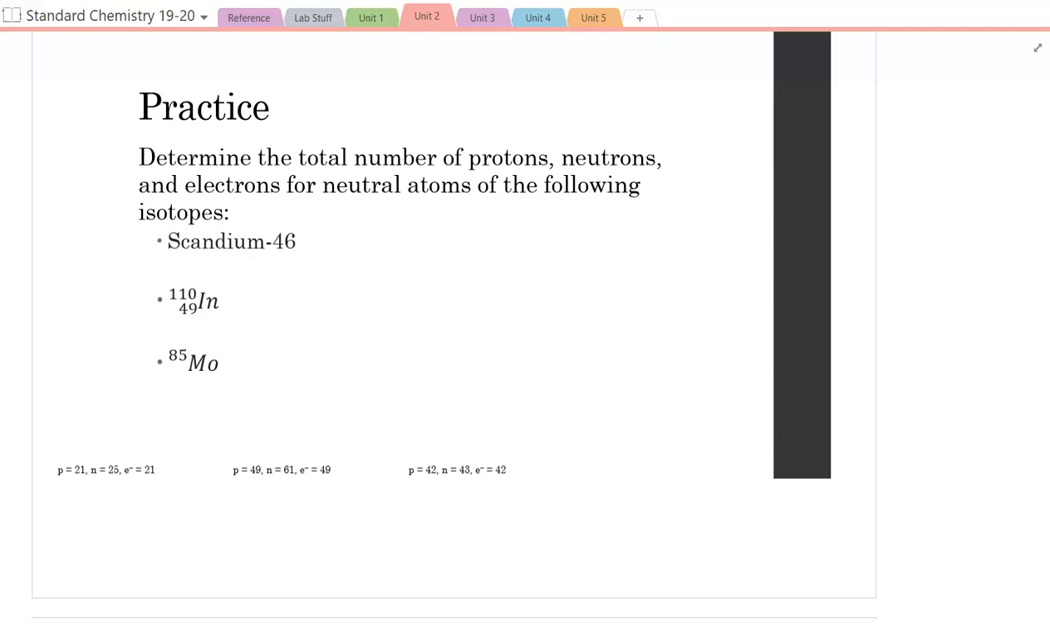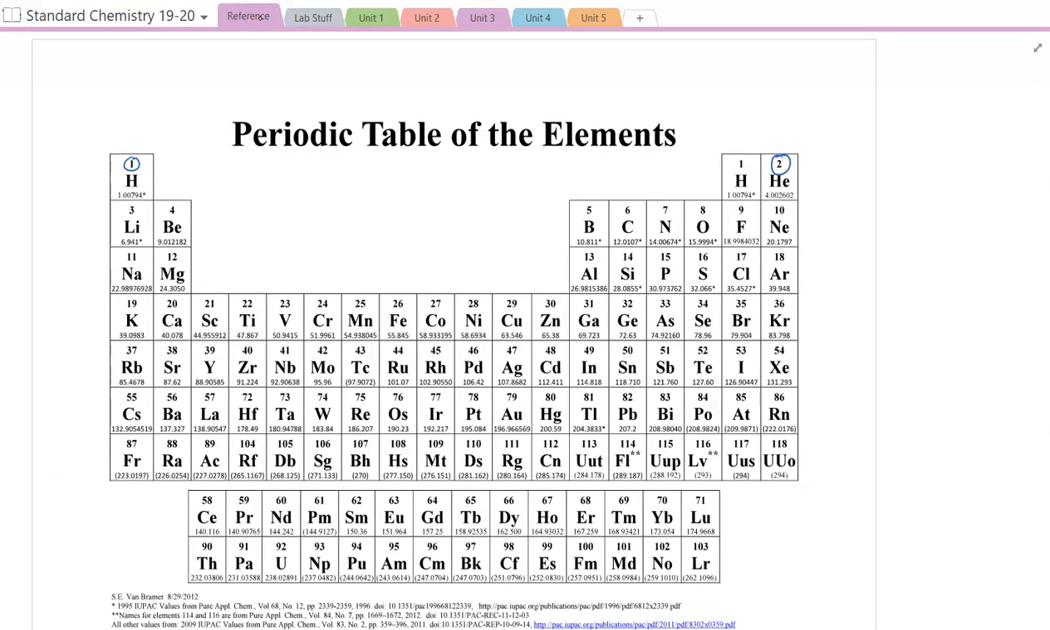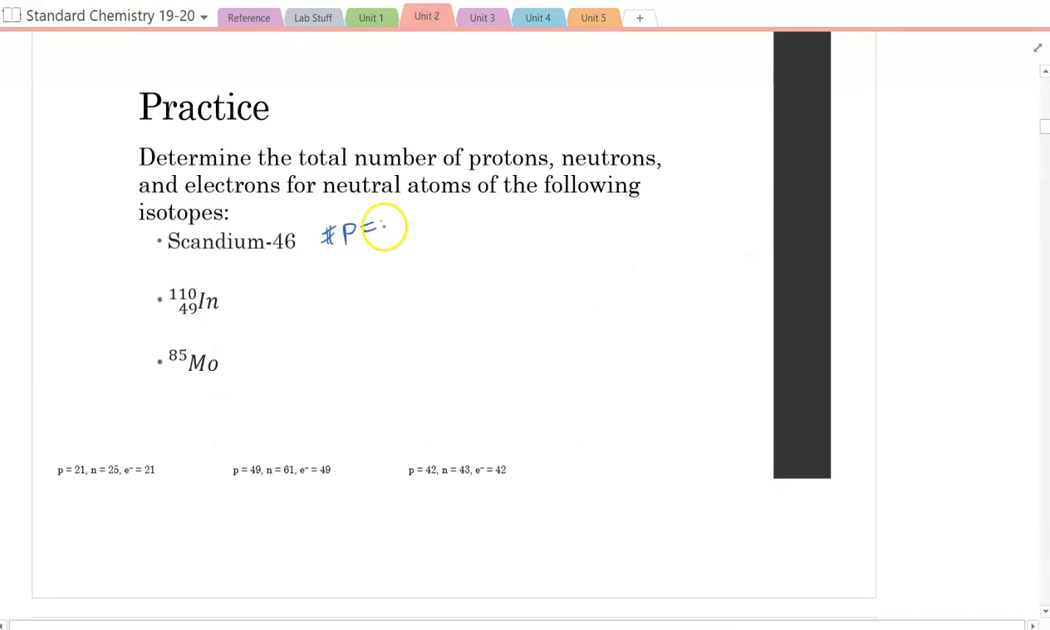Scandium, the element, is going to have a certain number of protons. How do I know that? Well, because scandium will always have the same number of protons. I'm going to scooch back over here. Scandium is Sc. That's number 21, the atomic number there. So that's going to be 21 protons. How about the number of neutrons?